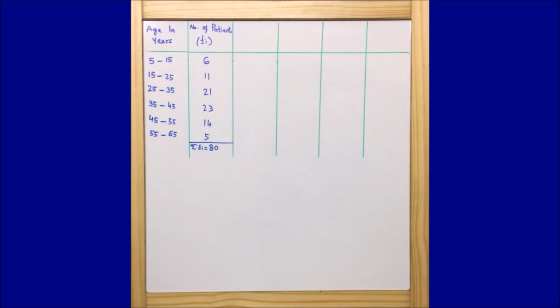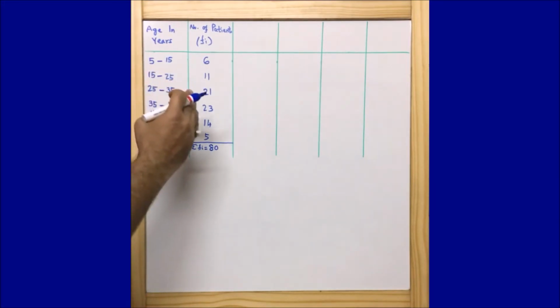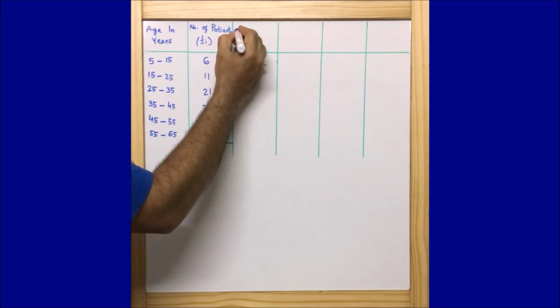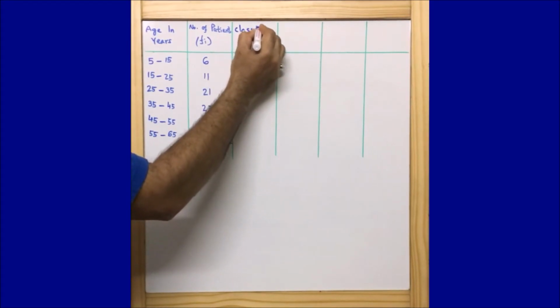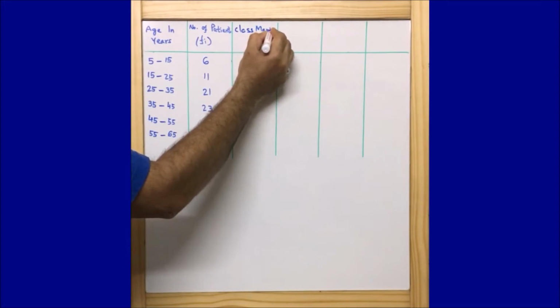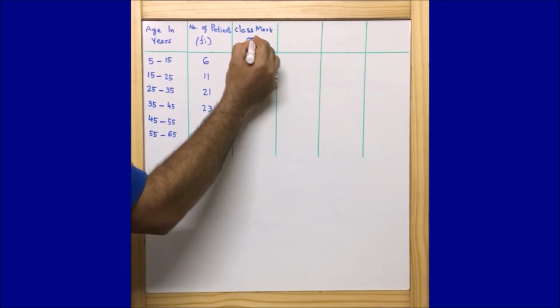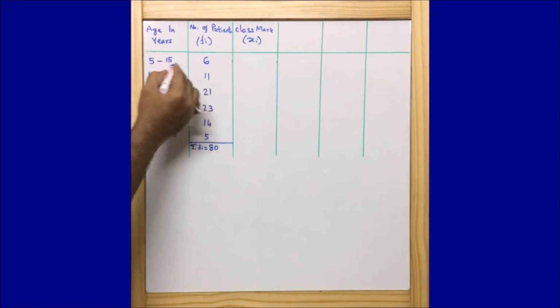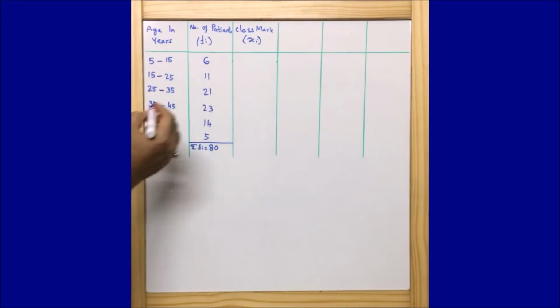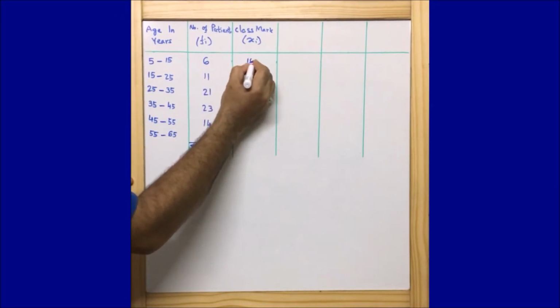Whatever method we follow, we need to find out the class mark. So let us first of all find out the class mark. We very well know that class mark is represented by xi. Class mark is nothing but the lower limit plus upper limit divided by 2. So here it is 5 plus 15 divided by 2, that means 20 by 2 is 10. Our first class mark is 10.